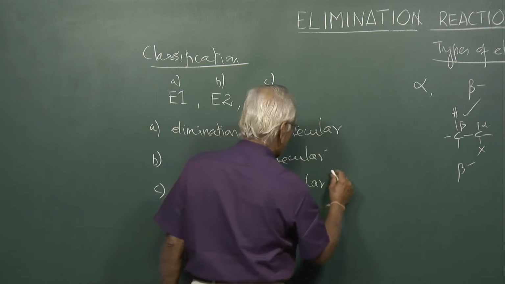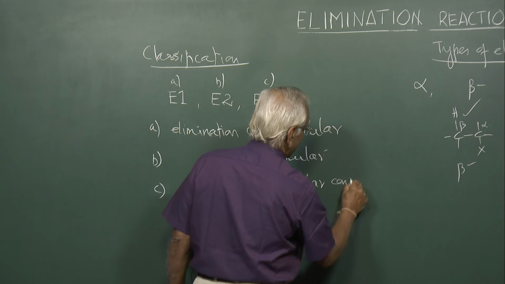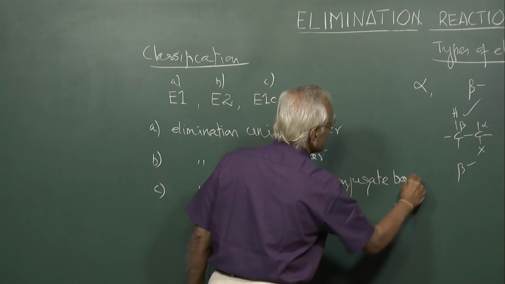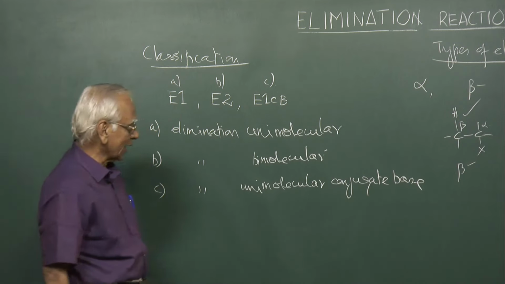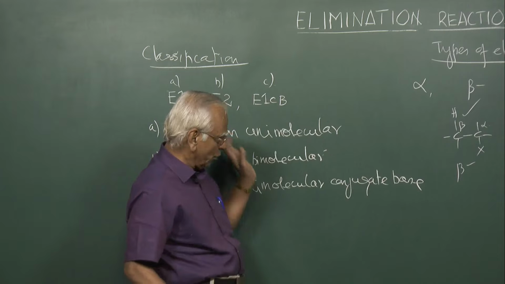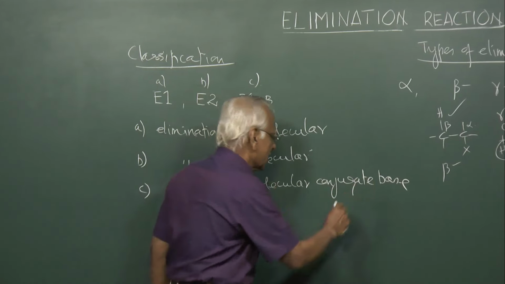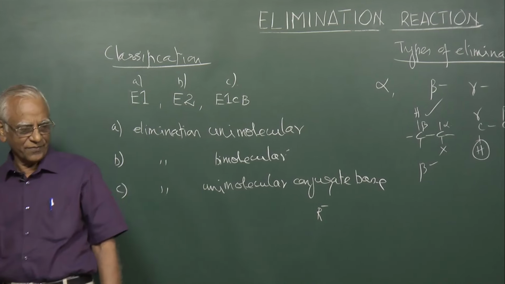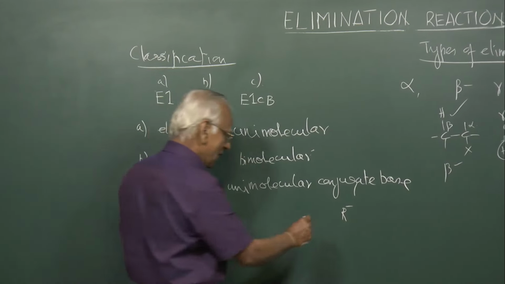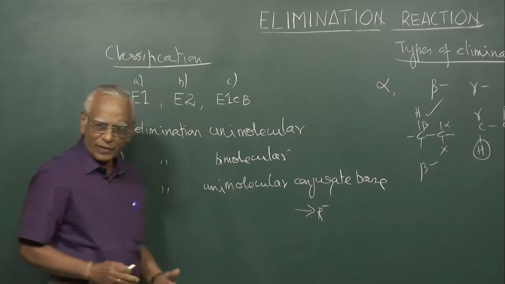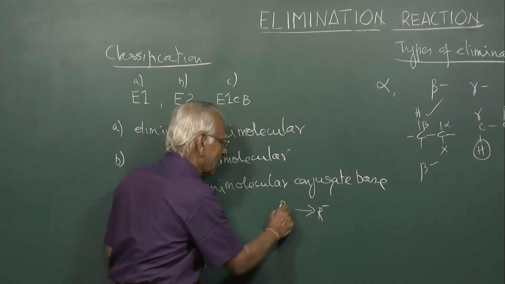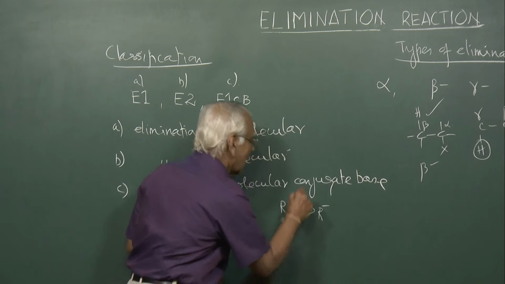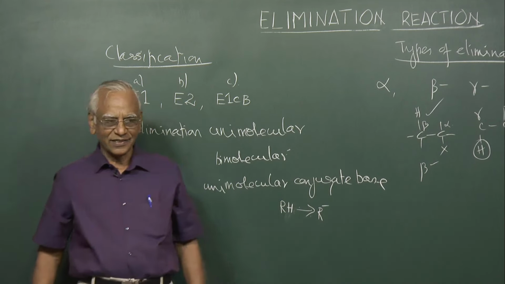In E1CB, 1 stands for molecularity 1, unimolecular, and CB stands for conjugate base. A few reactions go by E1CB mechanism. I am going to explain it to you towards the end. It's a conjugate base because I am going to generate a carbanion as an intermediate. Carbanion is a base, isn't it? It's a conjugate base of an alkane, RH, and that can give rise to R minus. That is going to be an intermediate.